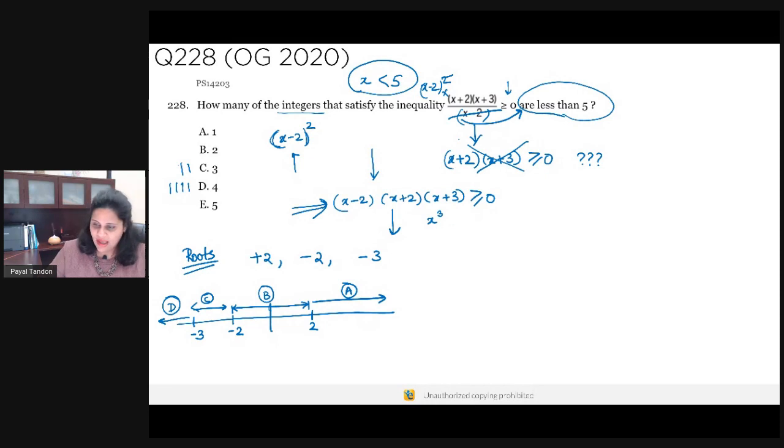Now what I have to figure out is for how many values of x this inequality is greater than or equal to 0. Which means that I need to figure out if x is in this range, is the product of these three numbers positive or not? If x is in this range, is the product positive? Once I figure that out, that's when I get to know which are the pertinent ranges for my solution. Once I have that, then I figure out how many values of x such that x is less than 5 satisfy this inequality, okay?